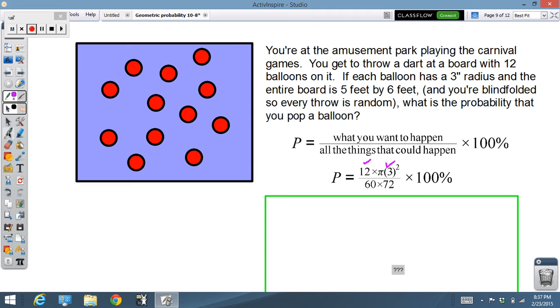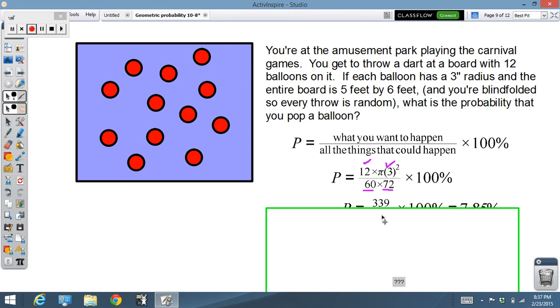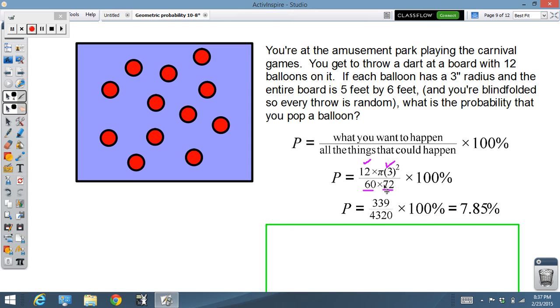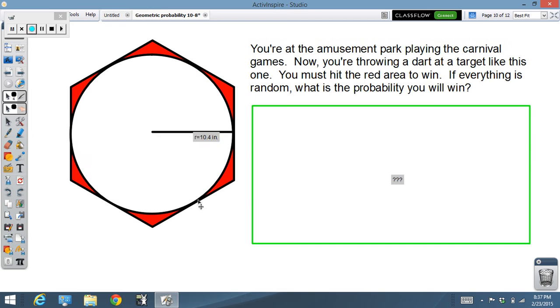Now, the total area of the blue space is 5 feet by 6 feet, or once again changing it to inches, 60 inches by 72 inches. So the probability of what I want to happen is 12 times pi times 9, or 339, and 60 times 72, 4320. We multiply that by 100%. I've got a 7.85% chance of hitting a red balloon out of all that blue area. Make sense? Good. Let's look at one more example like that.